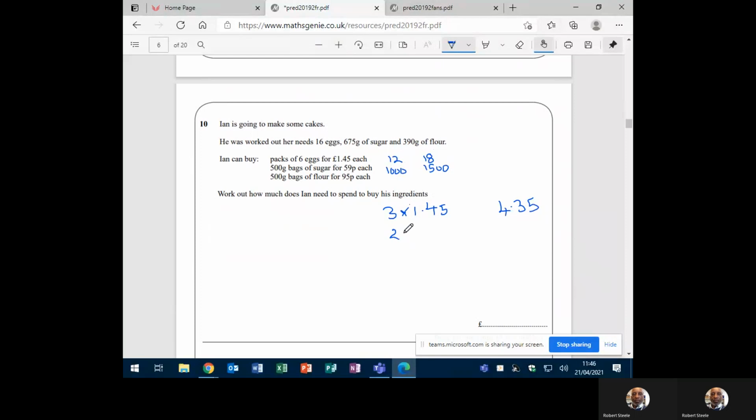So that's going to be 2 lots of 59p. And a single bag of flour will be enough. We only need 390. So that will just be 95 pence. Add all that together and you've got £6.48.